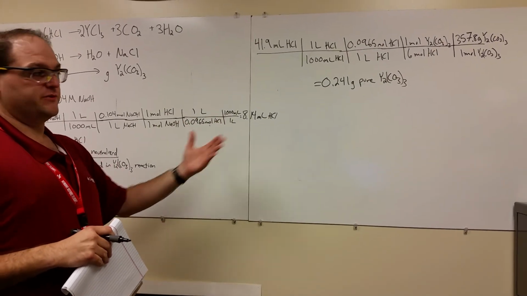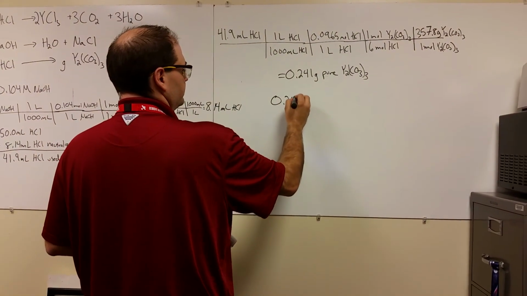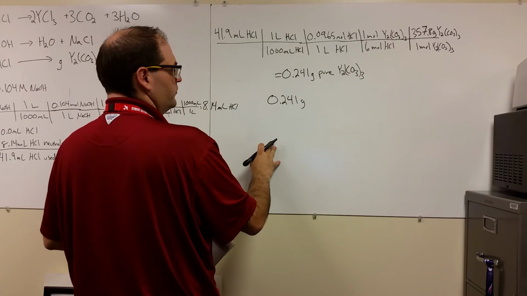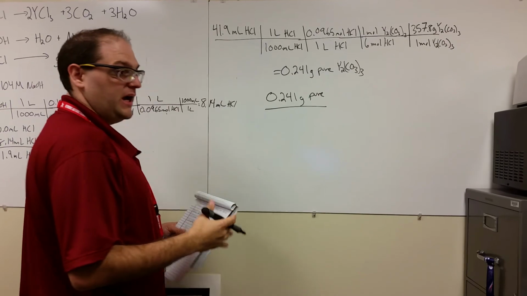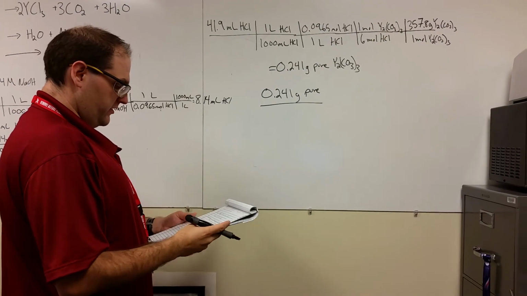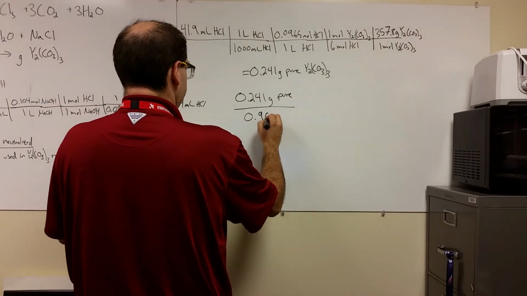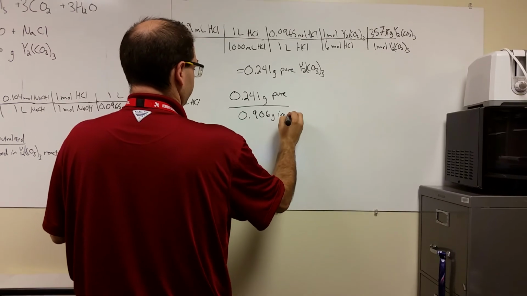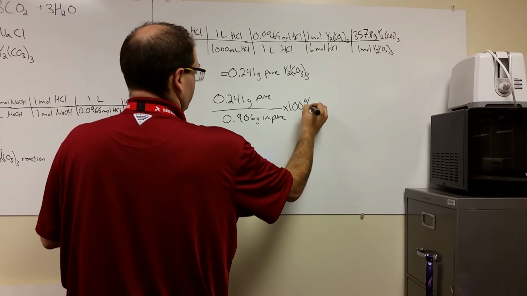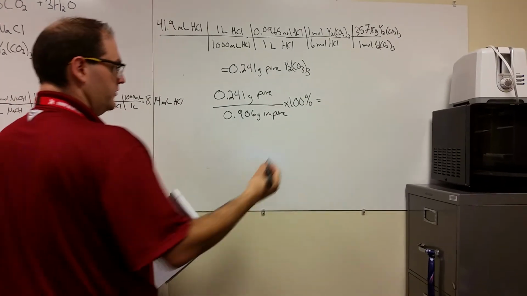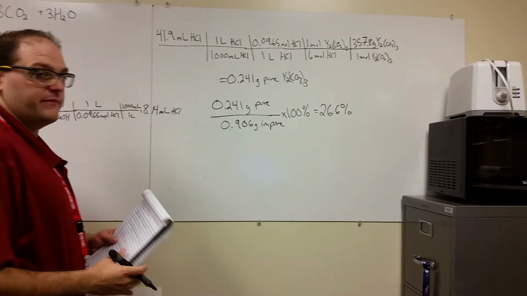Well, we're still not at the mass percent yet. In order to get to the mass percent, we're going to take the mass of the pure, so the 0.241 grams of pure yttrium carbonate, divide that by the mass of the impure, and from the equation it's given as 0.906 grams impure, and multiply by 100%. So in this particular case, it's going to be 26.6%. And that's the mass percent that you'll report.